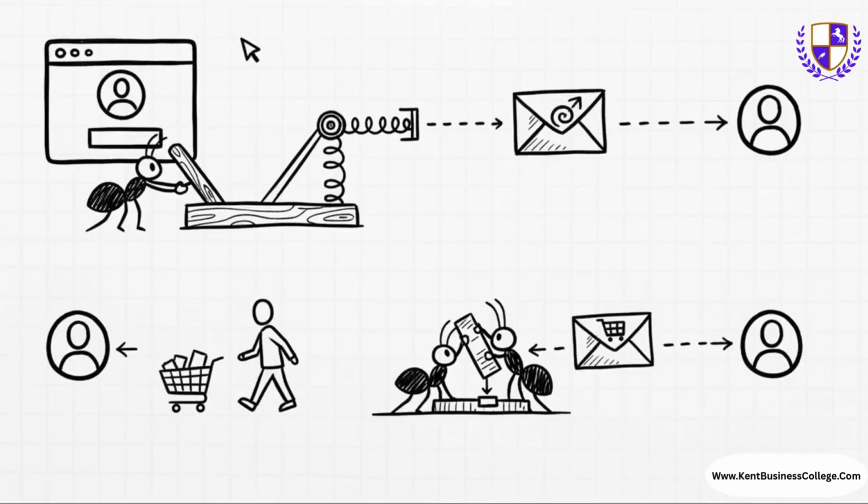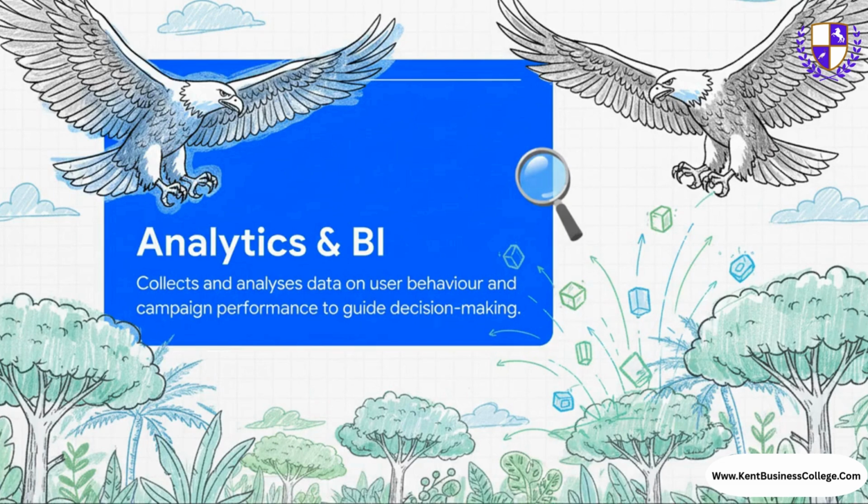This is the magic behind that welcome email you get the second you sign up for something. Or, that gentle reminder about the trainers you left in your shopping cart. It's all about delivering timely, relevant messages at a scale that, let's face it, a human team just couldn't possibly manage. And our third creature to spot is the all-seeing eagle.